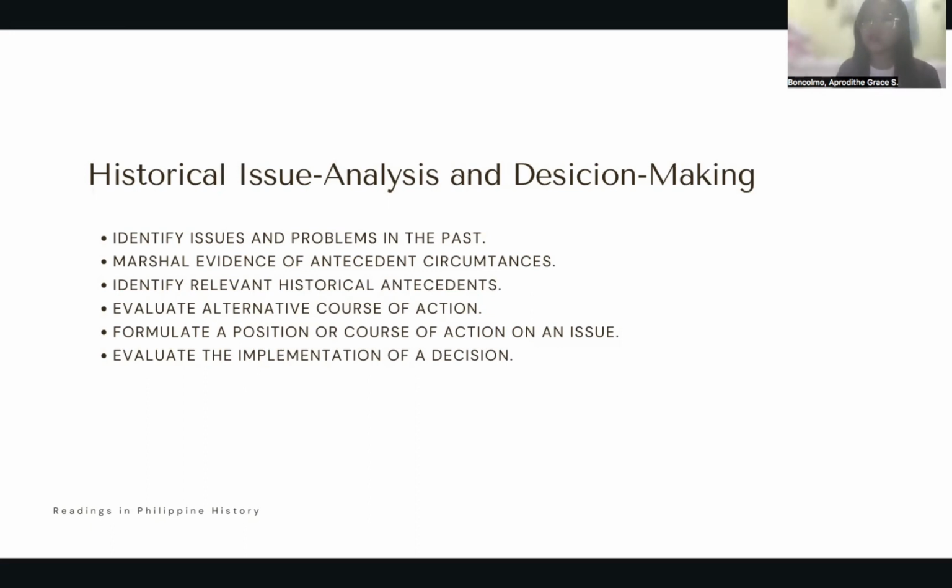Now we have formulate a position or course of action on an issue, developing a stance or plan of action based on the analysis of historical evidence and alternative courses of action. Last, we have evaluate the implementation of a decision, assessing the effectiveness, kung epektibo ba ito, and the consequences of decisions made in response to a historical issue once they have been implemented.